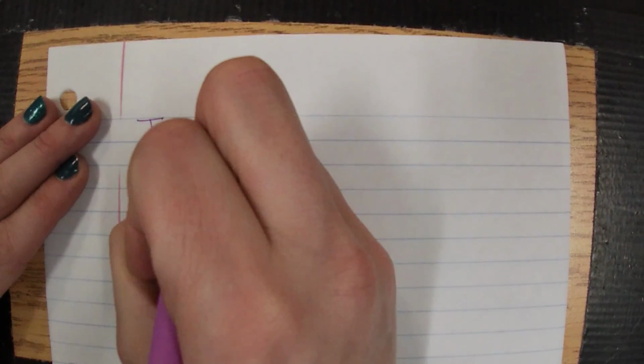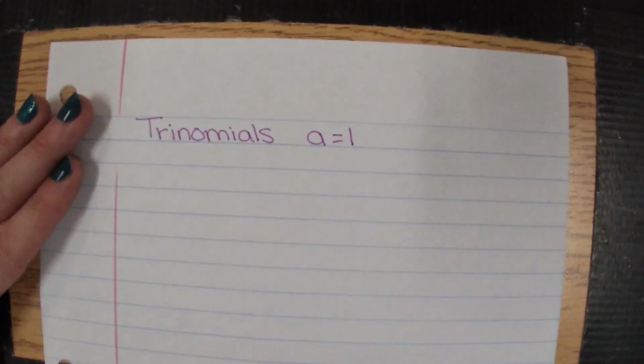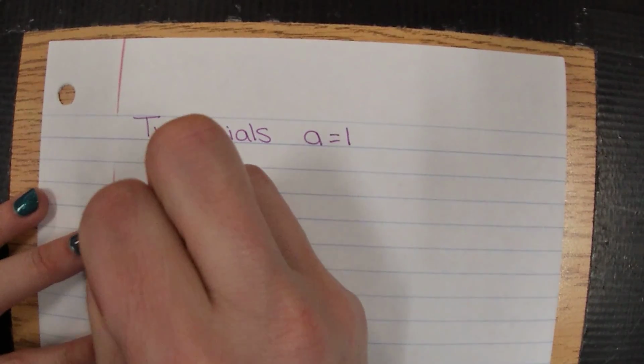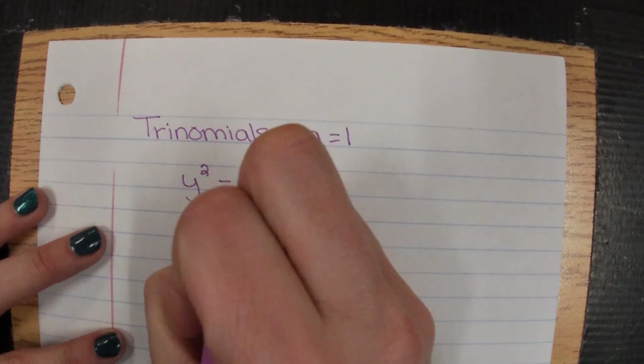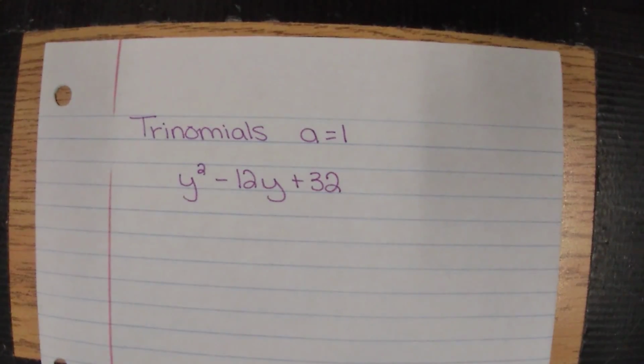All right, next type of factoring that we looked at, we're almost there, we only have 2 types left. The next type of factoring that we looked at was factoring still trinomials, but now it's trinomials where A equals 1. So instead of ax squared plus bx plus c, it was just x squared plus bx plus c. So let's say we have y squared minus 12y plus 32.